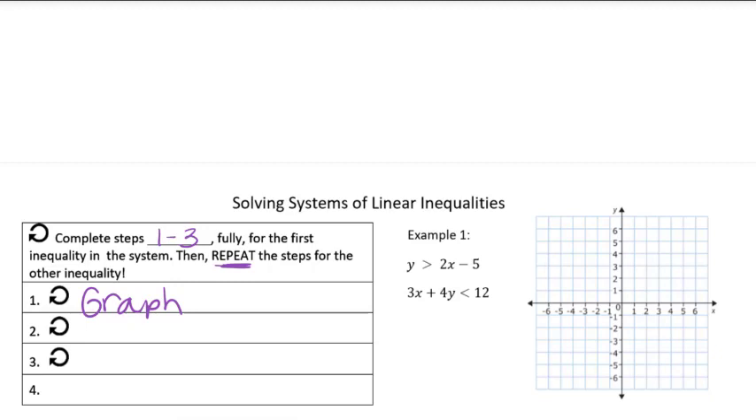The first step is to graph the points. So we're going to graph our slope and y-intercept, or our x and y-intercept, depending on the inequality that we have. The second step is to test a point. And if you remember from last week, our point that's best to test is 0, 0. And that's going to help us decide where to shade. And then our third step is to shade.